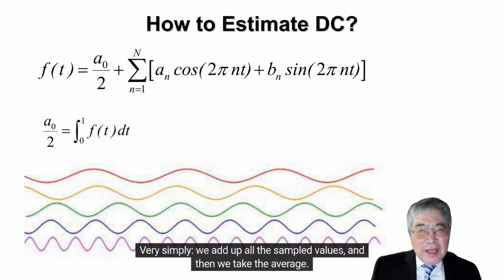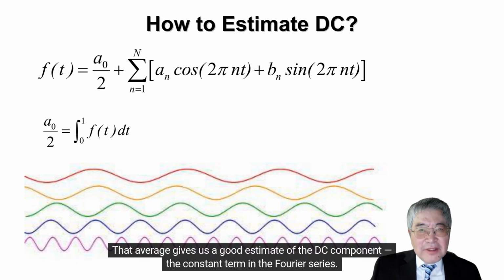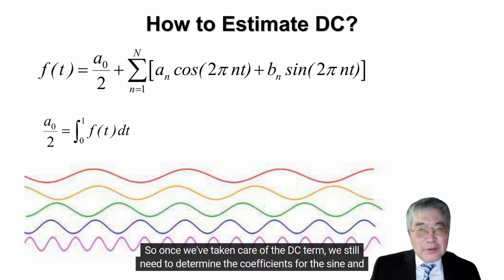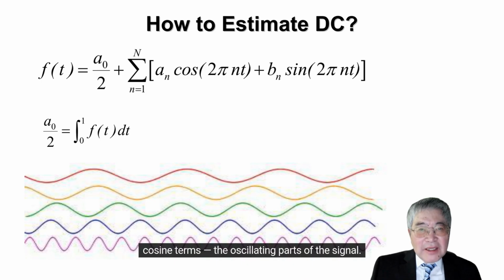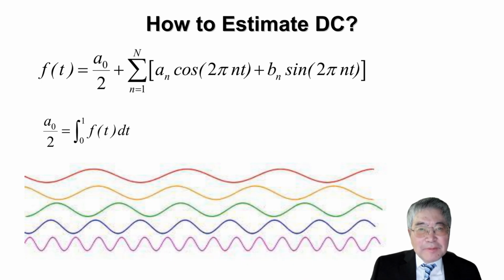Very simply, we add up all the sampled values and then we take the average. That average gives us a good estimate of the DC component, the constant term in the Fourier series. So once we've taken care of the DC term, we still need to determine the coefficients for the sine and cosine terms, the oscillating parts of the signal.